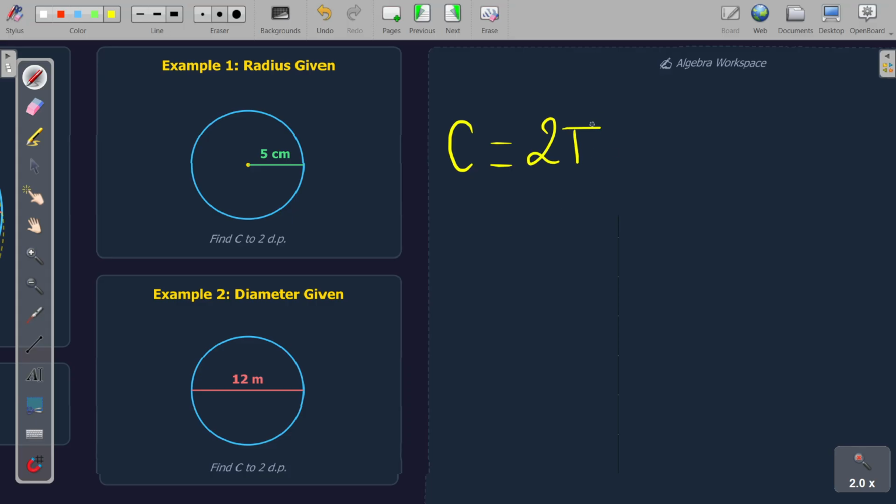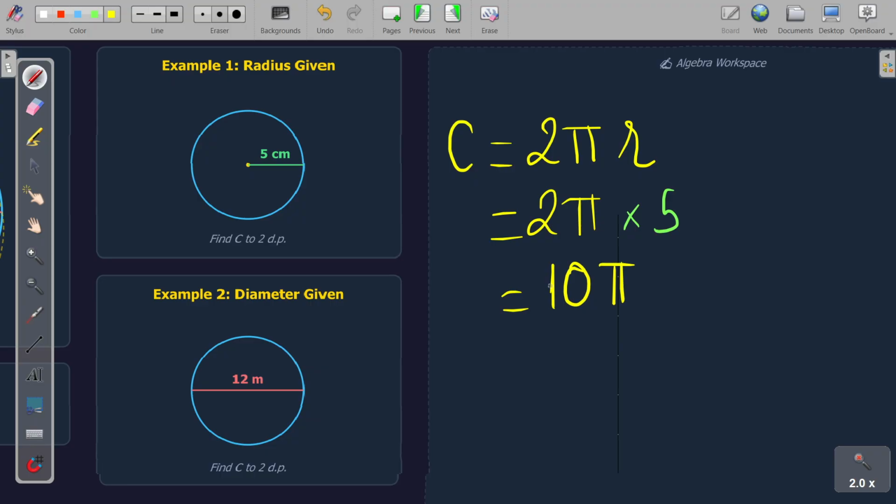So 2 pi here, and multiply it by r. So I have 2 pi right here, and I need to find the radius. The radius is in green, so let's multiply that by 5. This is pretty simple, and it's not really hard mathematically, because 2 times 5 is 10.